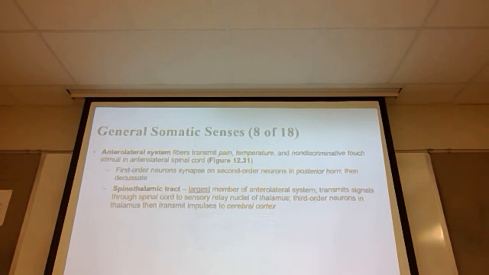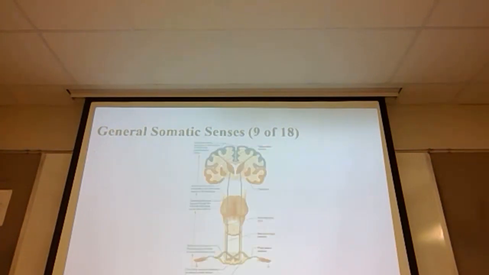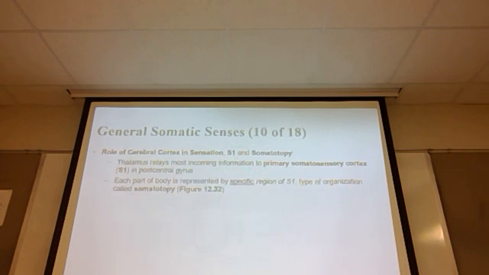The first order neurons, again, are going to synapse with second order neurons in the posterior horn. The spinothalamic tract, which is the largest member of the anterolateral system, will then transmit signals through the spinal cord to the sensory relay nuclei of the thalamus, where they will encounter third order neurons and transmit the impulse to the cerebral cortex. So again, there's a finger on a pin, the signal goes up through the medulla into the cerebrum, and the signal then decussates across that area.